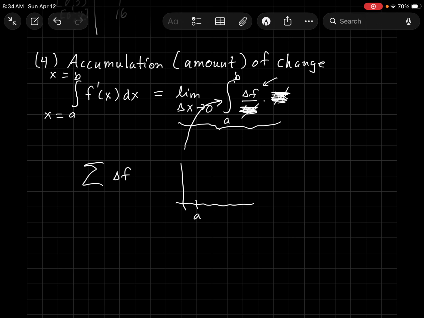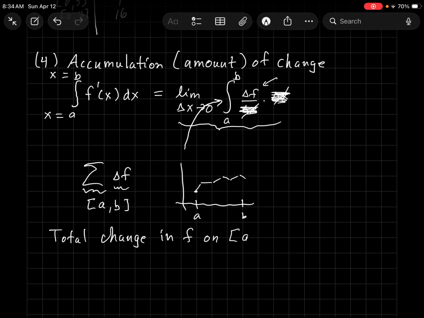So just kind of briefly, if I had a to b, I could have a tiny delta f, then another tiny delta f, another one, something like this. And I end up with the total change in f, right? If I have the sum of a lot of small delta f's on the interval a to b, then when I add them all together, I get the total change in f on the interval a to b.